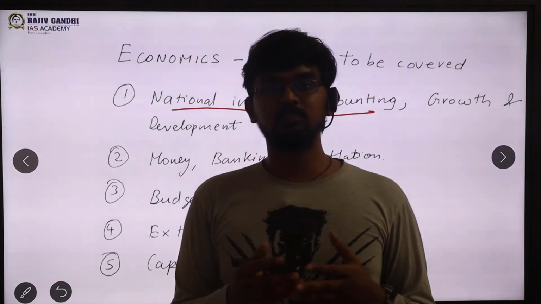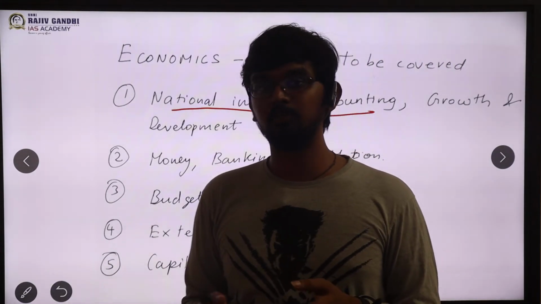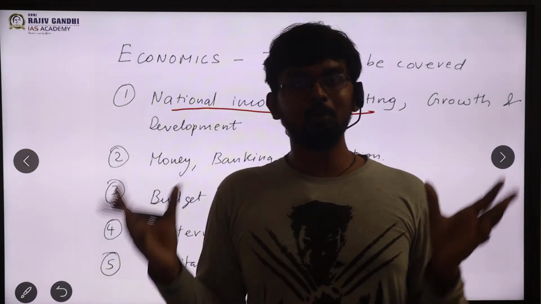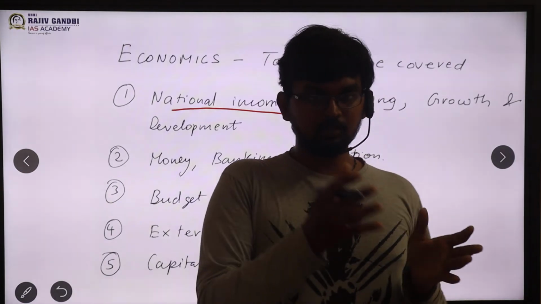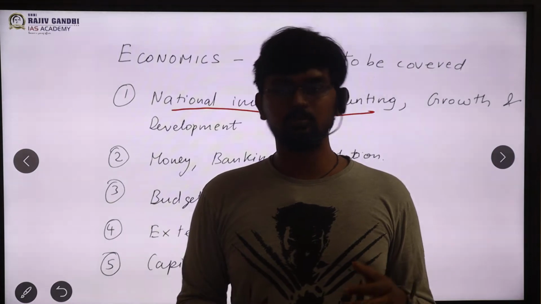calculation mechanisms have changed. Actually, one may think this was a very prelims topic, but they are asking prelims topics in mains. This is again an example saying that there is no watertight separation between prelims and mains. So whatever you're reading here will be applicable for mains also.